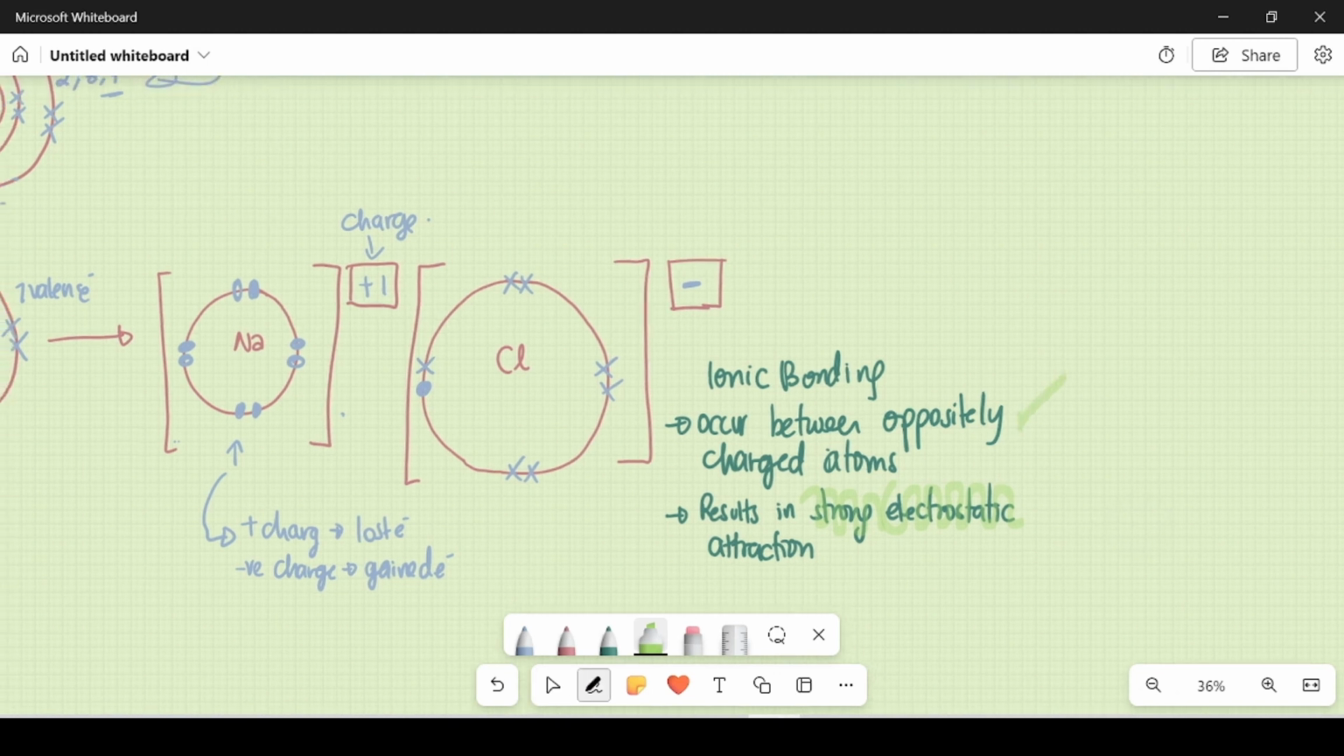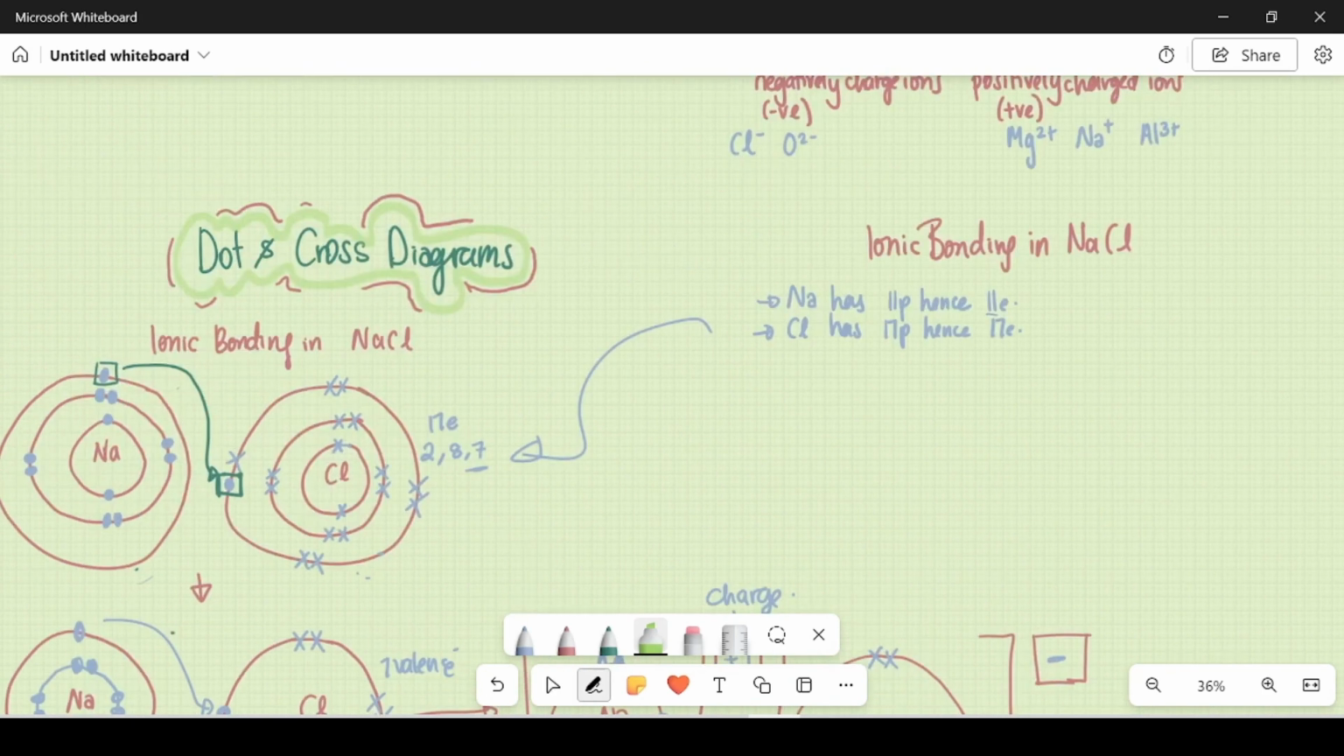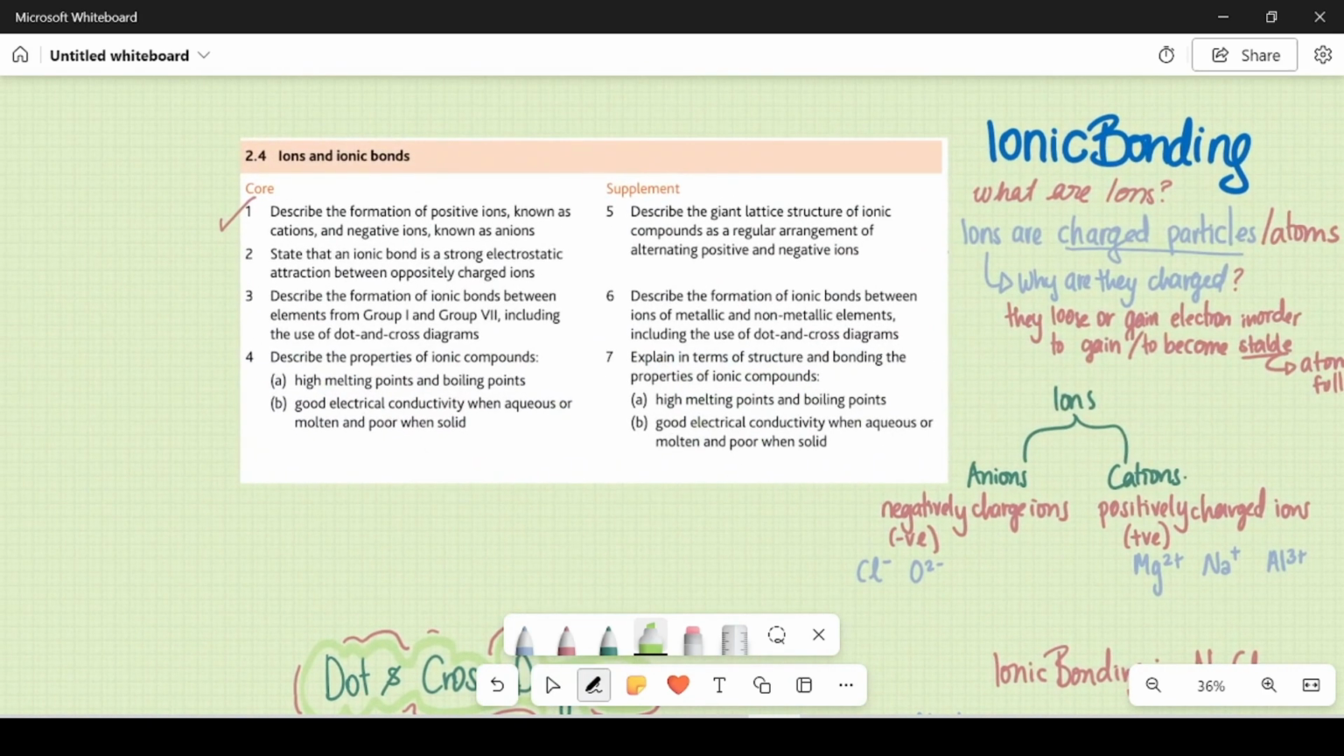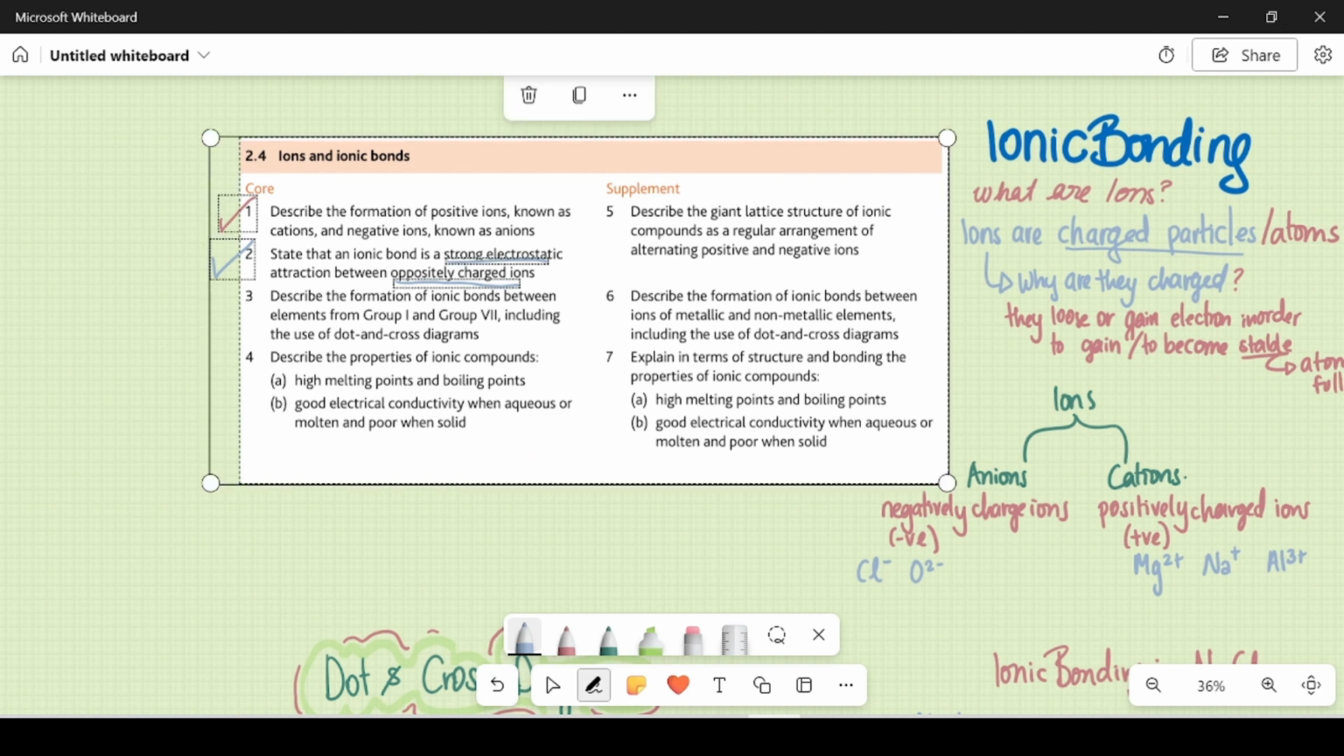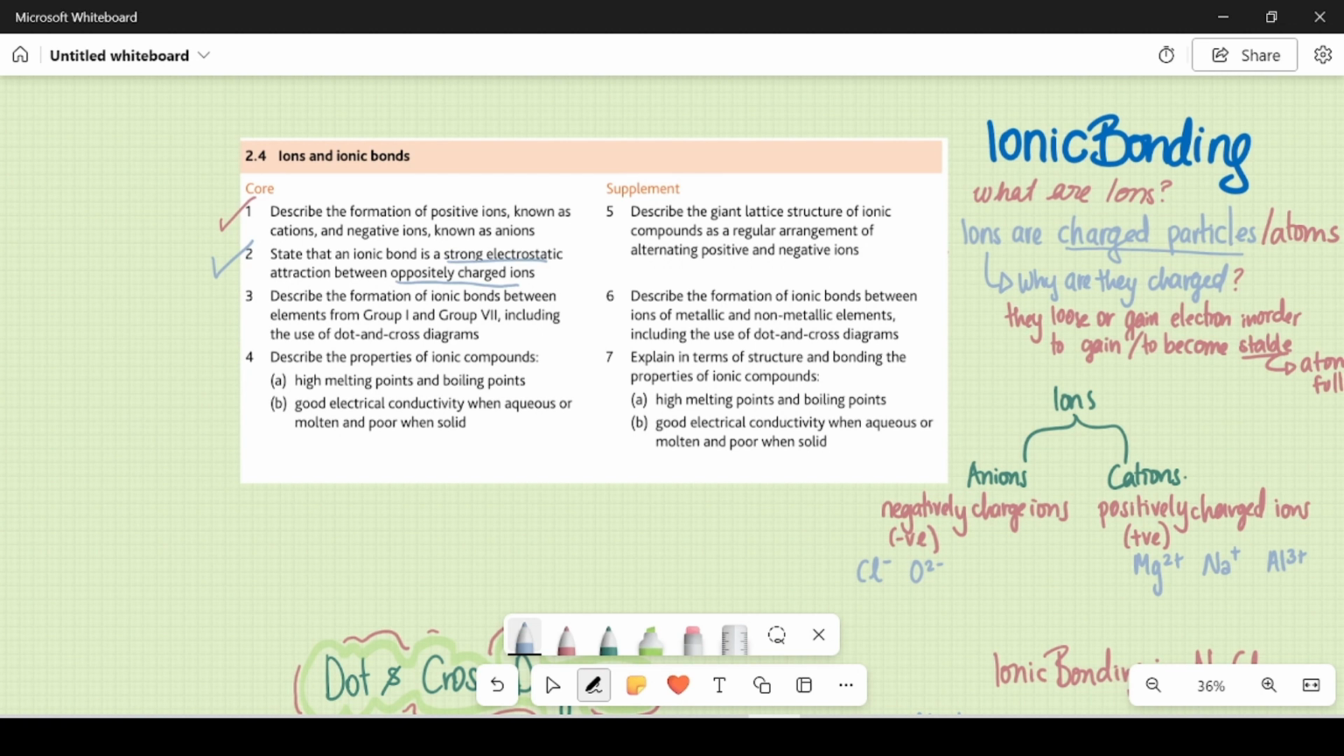Your bonding and attraction occurring between oppositely charged atoms. And what does it result in? Strong electrostatic attraction. There we go. So if we go back to our syllabus, ionic bonding is a strong electrostatic attraction between oppositely charged ions. This always comes in a definition question, which is about 2 or 3 marks. Now you need to talk about ionic bonds formed between group 1 and group 7, which is the sodium and chlorine one.